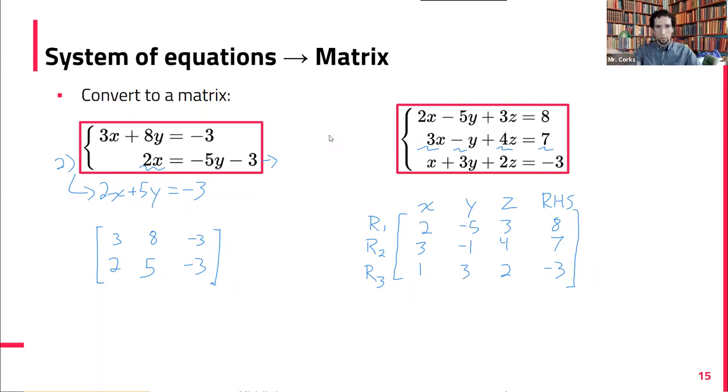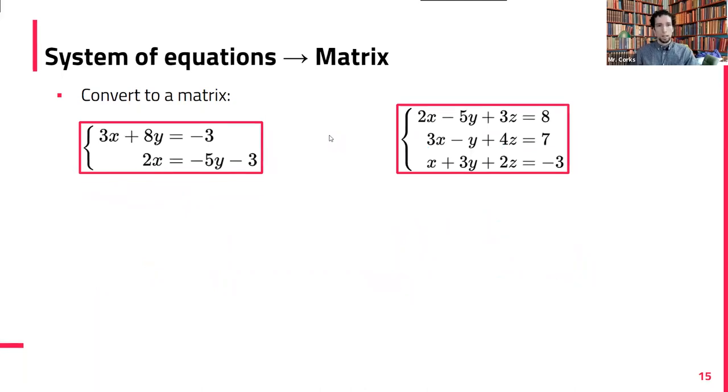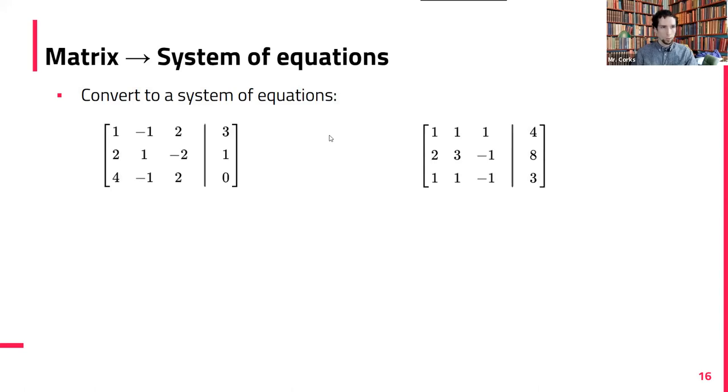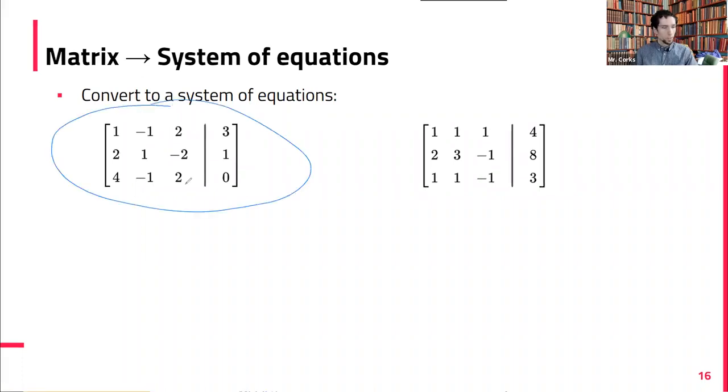Okay, so system of equations to a matrix. Let's do this in the other order. Make sure we're comfortable with both. System of equations. So let's do the one on the left here first. How many equations do we have? 3. Okay, so we'll have equation 1, equation 2, equation 3. We're going to have a system that looks like this.